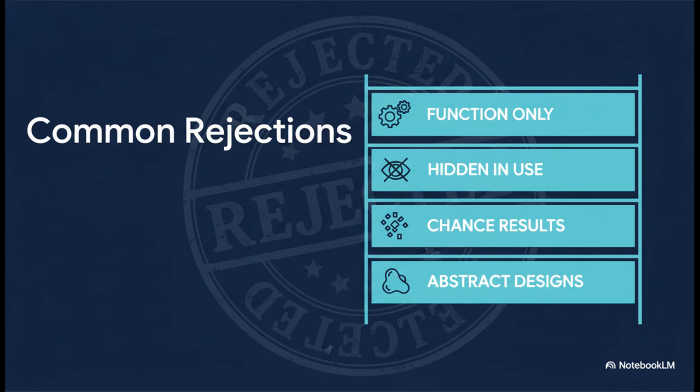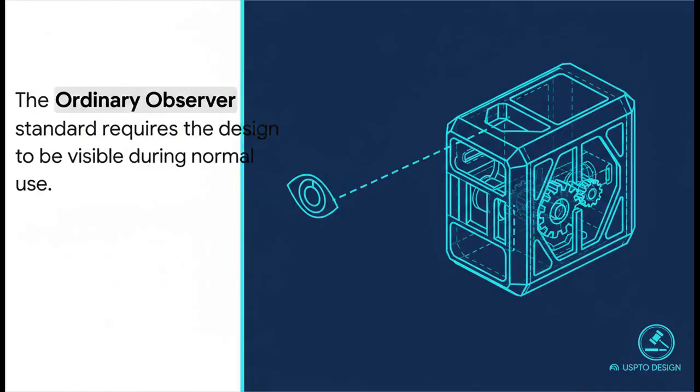And, just like we discussed with that lip implant case, abstract designs not tied to a specific physical article will absolutely not survive examination. Another massive hurdle is visibility. We evaluate designs through what's called the ordinary observer standard. We will flat out deny protection for underside surfaces that face away from view or internal components that get completely concealed during assembly. Basically, if an ordinary observer cannot see the aesthetic feature while the product is engaged in its normal, intended use, we consider it unprotectable. It's as simple as that.